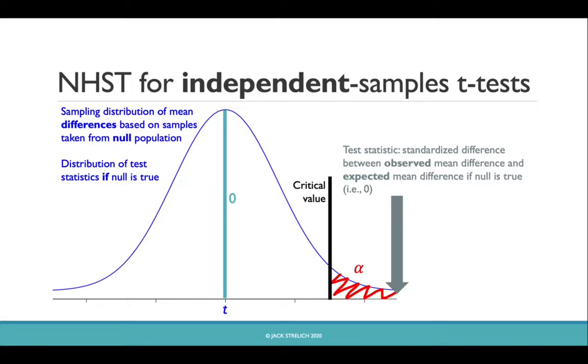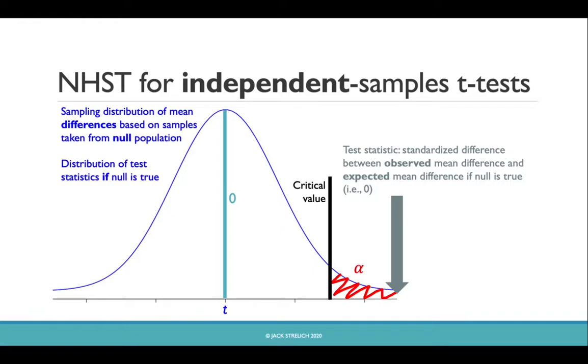Then, we can calculate our test statistic. Our test statistic is the standardized difference between the observed mean difference, in other words, the difference between our two sample means that we actually observed, and the expected mean difference if the null is true, which, as we saw, is 0. Just like for a one-sample test, if our test statistic exceeds our critical value, we conclude that it would be very unlikely for us to see an effect that extreme if the null were true, and thus we conclude that the null is not true, and we reject the null.